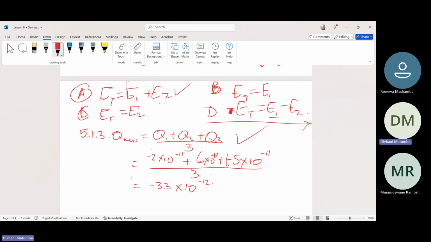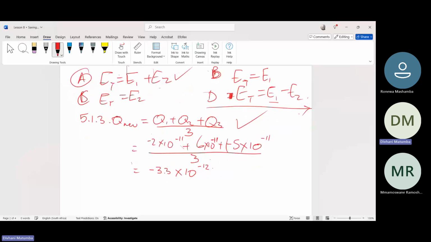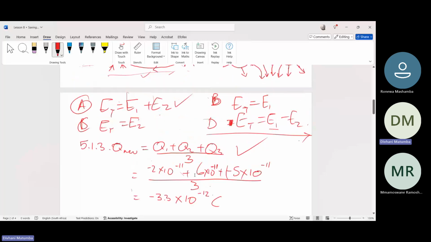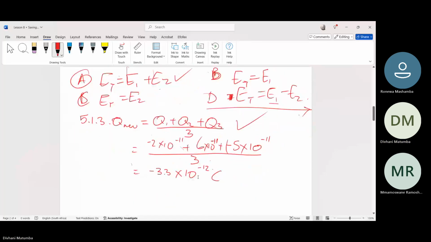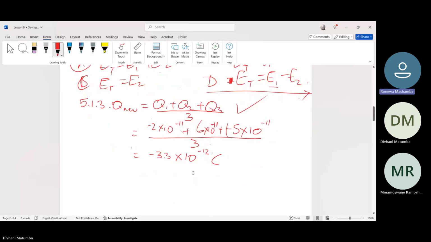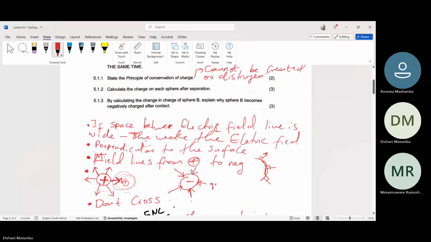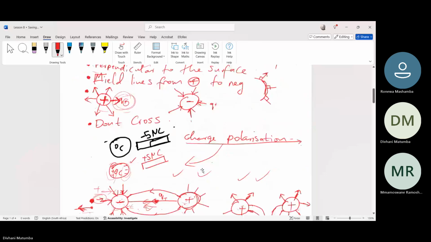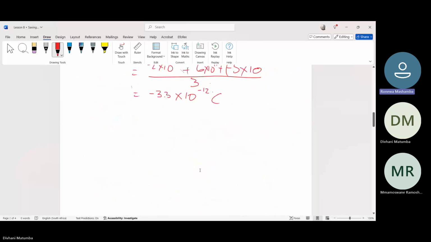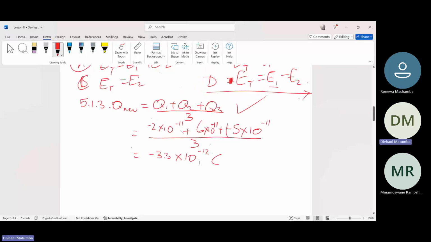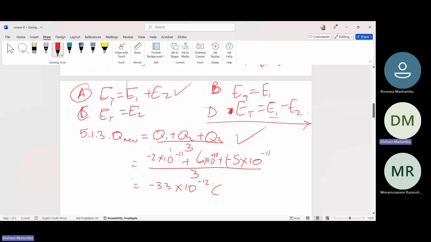So what will be the charge of sphere A after separation? Would they all not be equal to each other? Exactly. I was trying to see if you still remember the grade 10 concept.